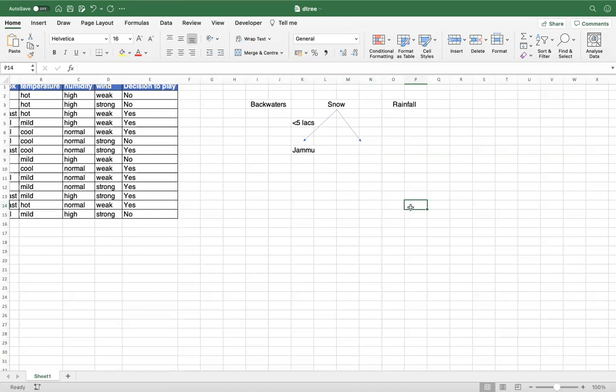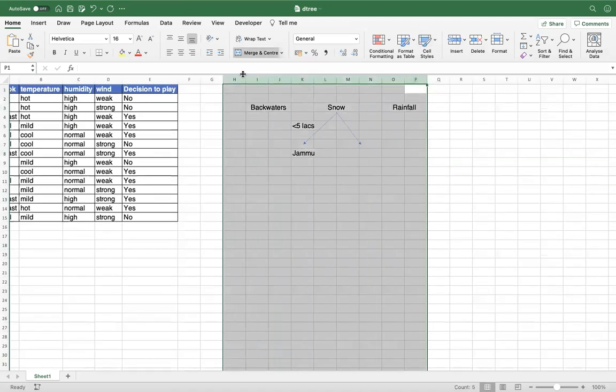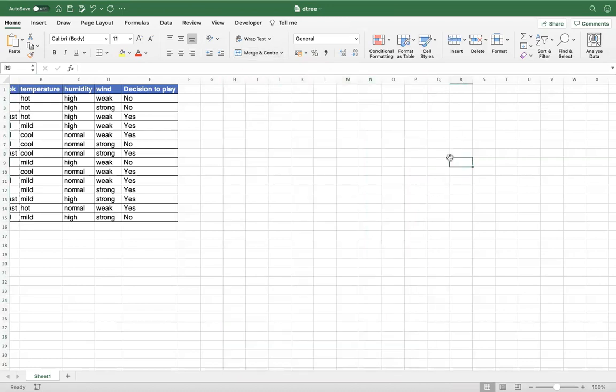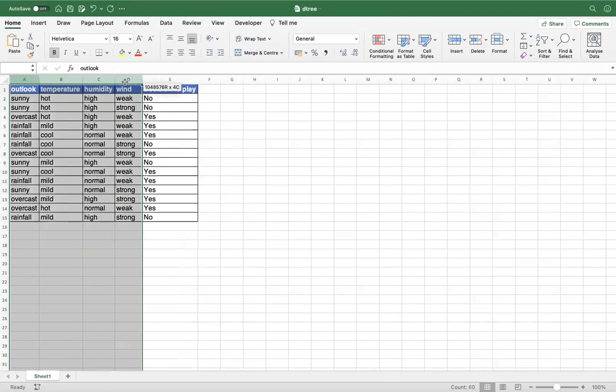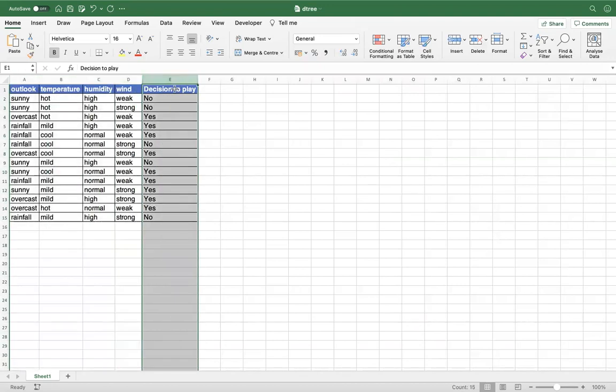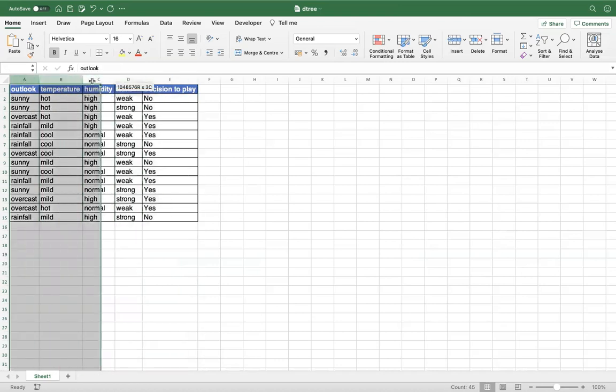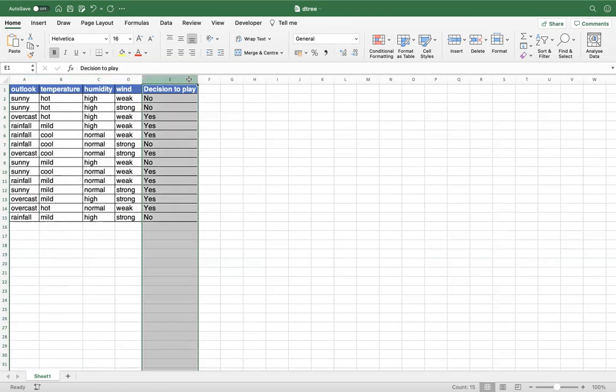Let us see a real example on my screen. It will be easier for us to really understand how we construct a decision tree. In this decision tree, you can see that we have 4 features, which are outlook, temperature, humidity, and wind. These are our 4 features. And my final output is decision to play. So out of all these features, what is the most important feature to help me find the decision to play?